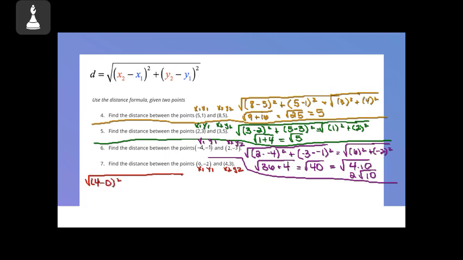4 minus 0 is 4, which we will square. 3 minus -2 is 5, which we will square. 4 squared is 16. 5 squared is 25. So under the root, we have 16 plus 25. If I add those two numbers together, I get the square root of 41. Now, 41 cannot be broken down into any perfect squares, so this one is done.